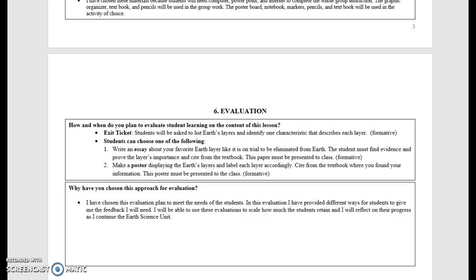And then students can pick one of the following, and they can write an essay about their favorite Earth layer, like it's on trial to be eliminated from Earth. The students must find evidence and prove the layer's importance and cite from the textbook. The other is make a poster displaying the Earth's layers and label each layer accordingly. Cite from the textbook where you found your information.